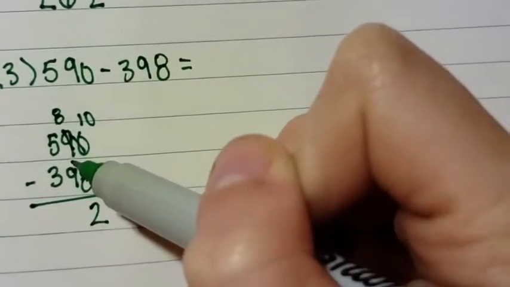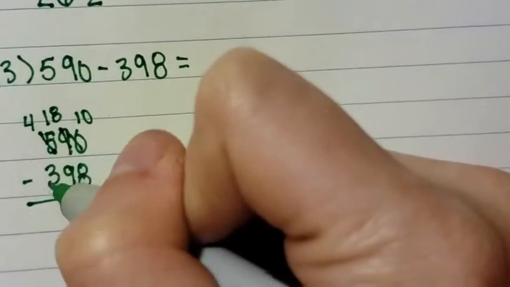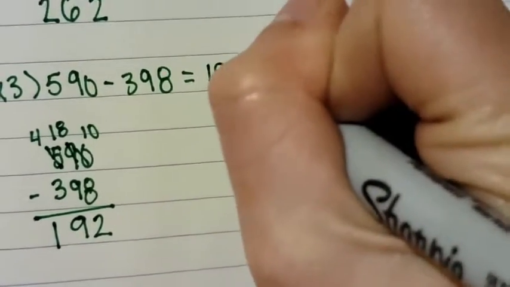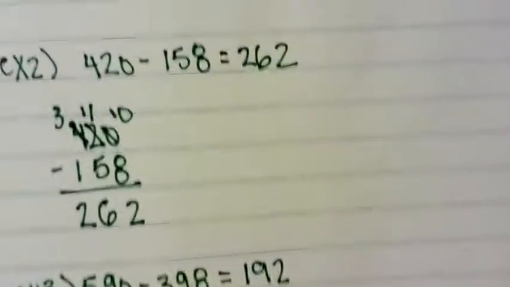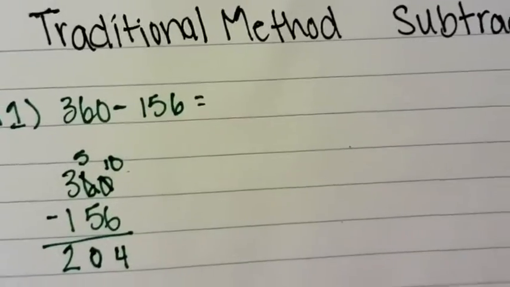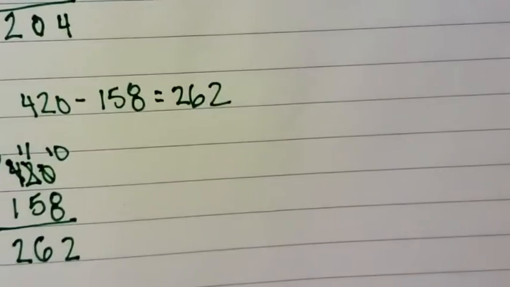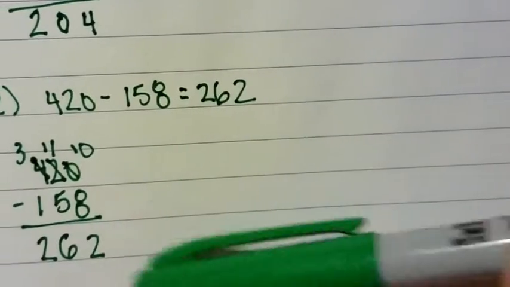8 minus 9, 9 is bigger than 8, so we have to borrow again, making the 5 a 4, and the 8 an 18. So 18 minus 9 equals 9, and then 4 minus 3 equals 1. So 590 minus 398 equals 192. So that is the way to do the standard method of subtraction. The one thing that we just got to keep in mind is start from the far right and then move all the way over.